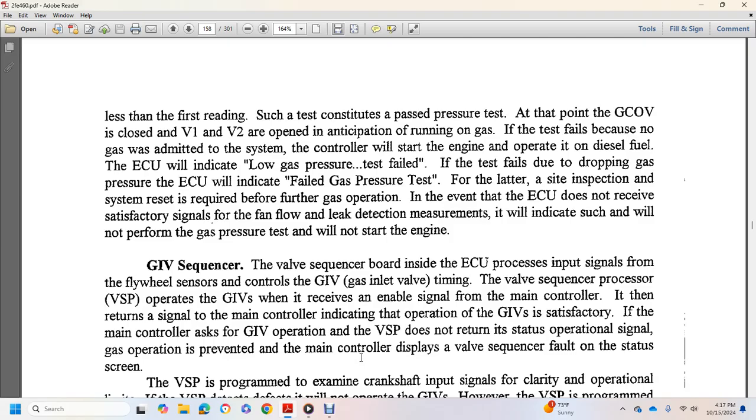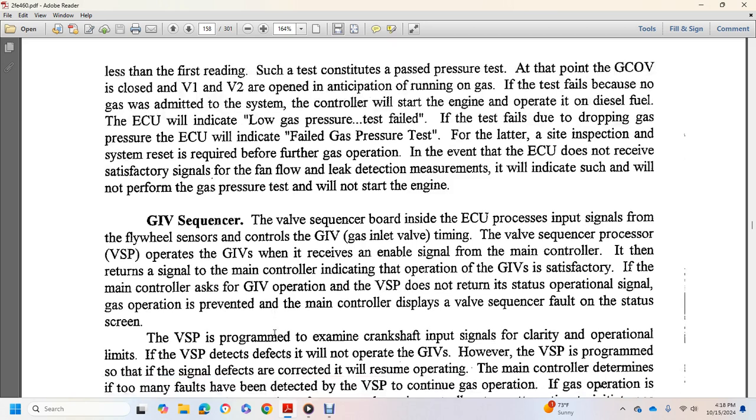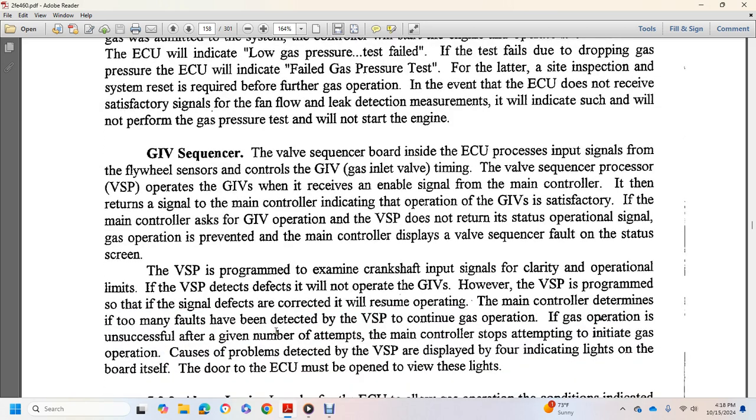The valve sequencer processor operates the gas inlet valve receiver and enables the signal of the main controller, then returns the signal to the main controller indicating operation of the gas inlet valve is satisfactory for the main control of the gas inlet valve operation. If the valve sequencer processor does not return the status operational signal, gas operation is prevented. The main controller displays a valve sequencer fault on the status screen.